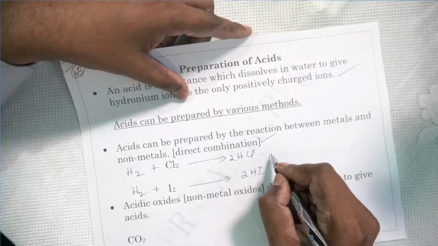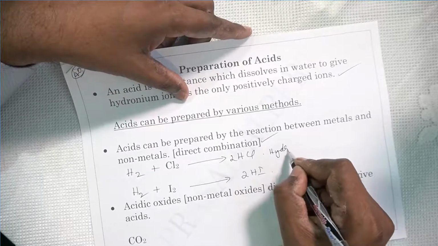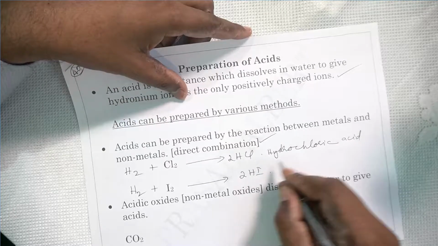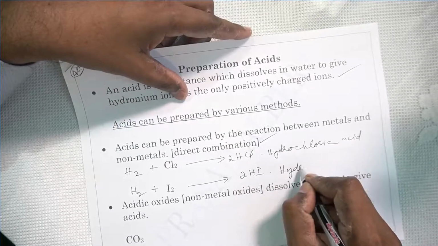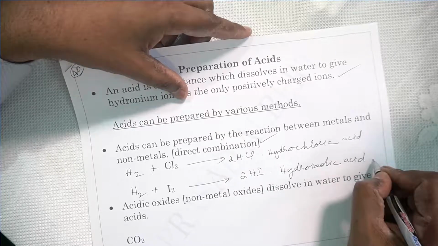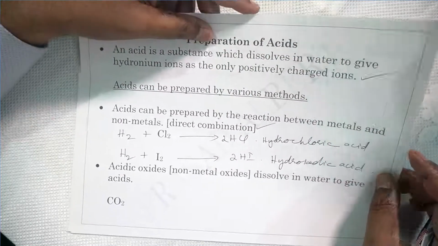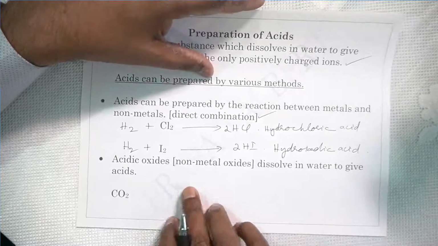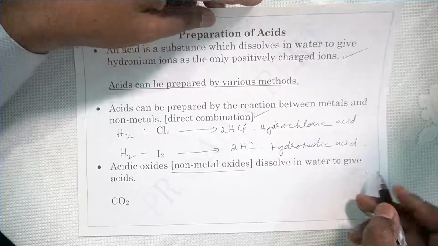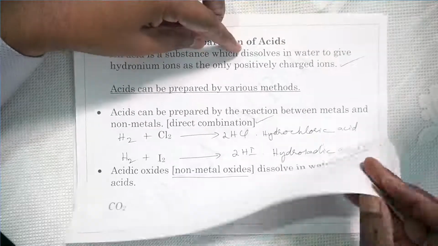So this is hydrochloric acid, and this is hydroiodic acid. So this is one method. Now the second method: acidic oxides, otherwise known as non-metal oxides, dissolve in water to give the acids.